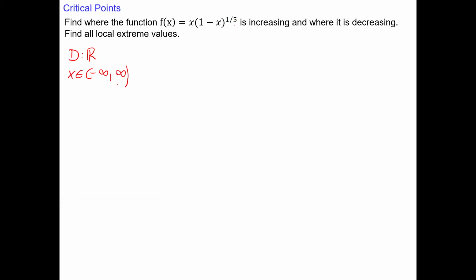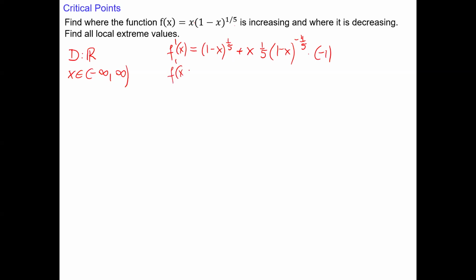Let's start. To find the critical points, we need to find the derivative first. Product rule: x times the quantity 1 minus x raised to the 1/5. Derivative of x is 1 times (1 minus x) to the power of 1/5, plus x times the derivative of (1 minus x) to the power of 1/5, which is 1/5 times (1 minus x) raised to the power of negative 4/5, and times negative 1 as the derivative of the inner function.